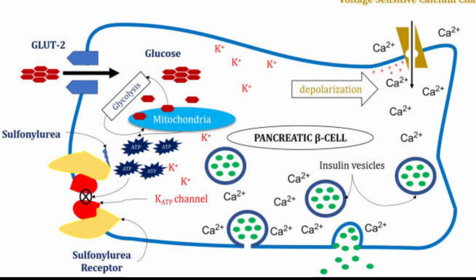Okay, so what are the sulfonylureas? Sulfonylureas are the drugs used for the treatment of diabetes, and their mechanism of action is potassium channel blockade. By blocking the potassium channel in the beta cell of the islets of Langerhans, they increase the level of insulin.